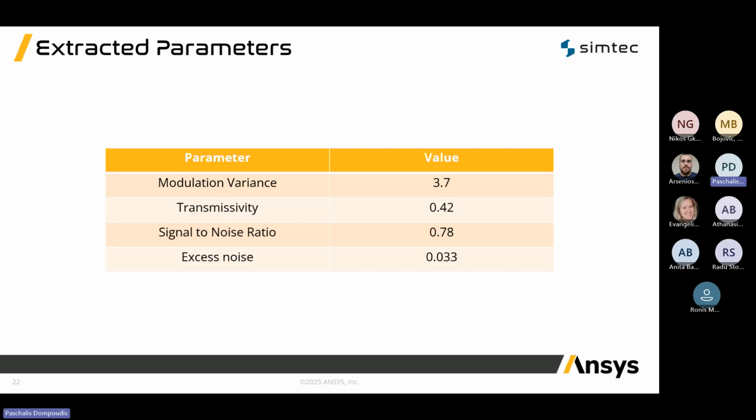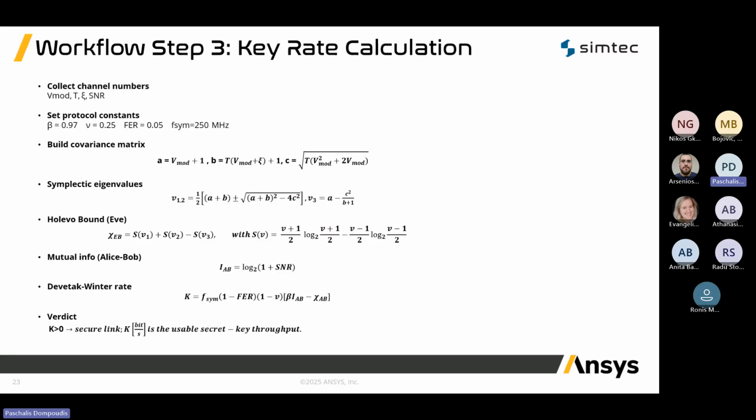And here we can see other extracted parameters. We have the modulation variance, which is 3.7, the transmissivity, which is 0.42, the SNR 0.78, and the excess noise Xi, which is 0.033 shot noise units. So everything ends here. We combine the physical measurements with the protocol constants, and obtain a single number k, which is the secure key rate in bits per second.